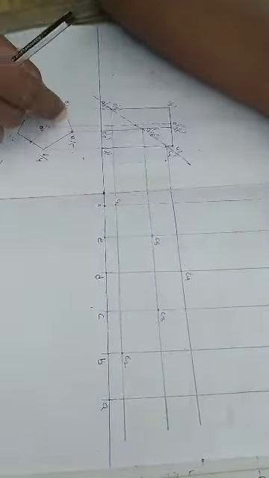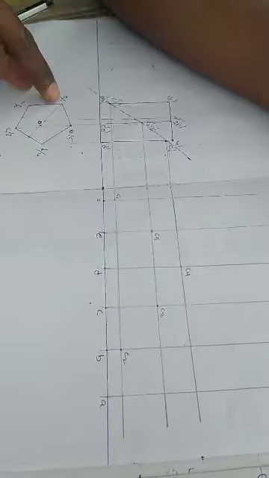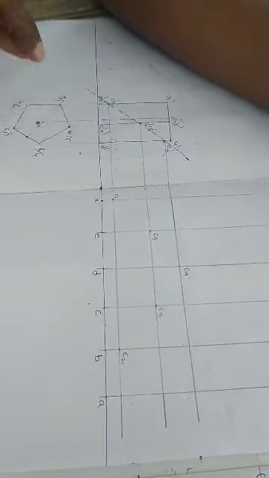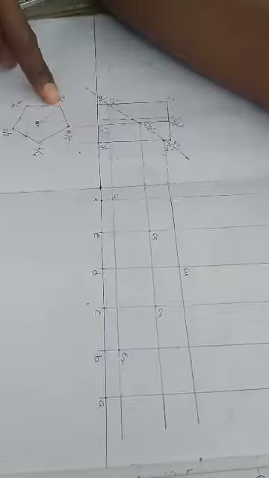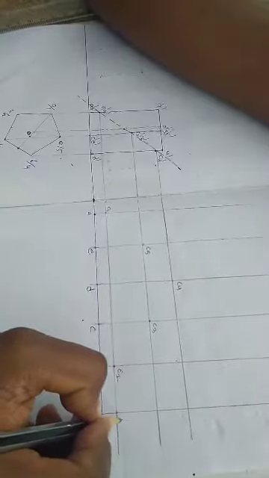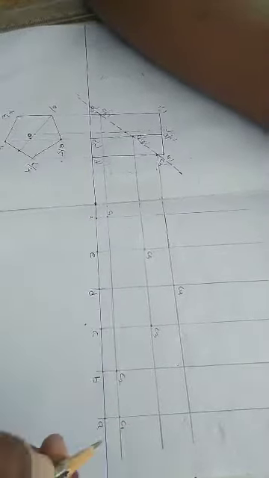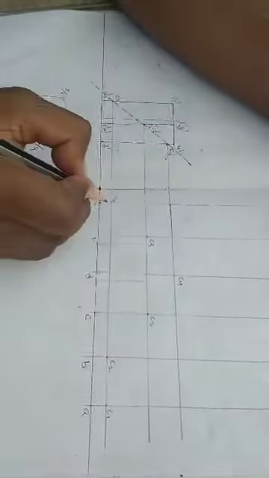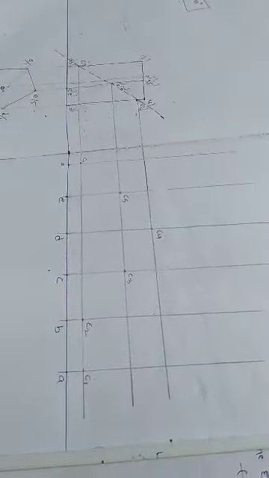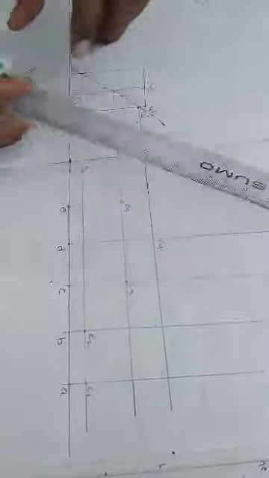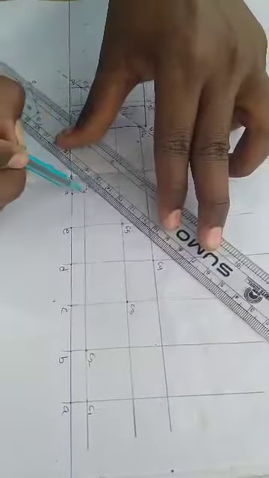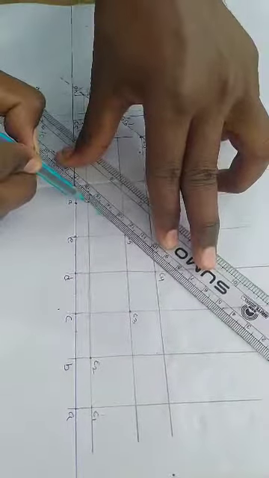The next, when you cut this object, the starting point is A and the ending point is also A. Here we have two points of the cutting edge, C1 here and C1 here. The next, let's join all these points, C1 to C5.